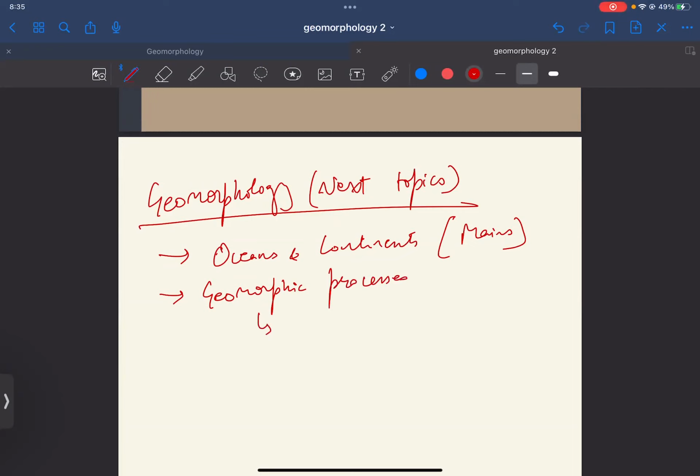We talk about geomorphic processes, endogenetic and exogenetic forces. So basically we'll be talking about weathering, mass movement and erosion. Then lastly we'll have erosion, various landforms, erosional and depositional.